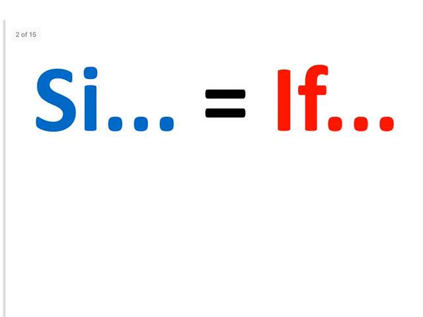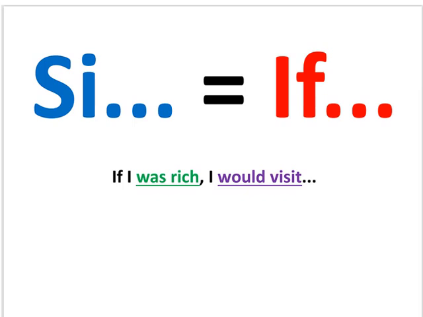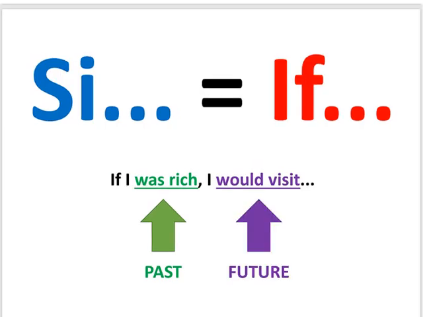Si means if in French. That's the very basic. Si clauses are if sentences. So in English, an example would be, if I was rich, I would visit New York. You'll notice it references the past, if I was rich, and it also references the future, I would visit.